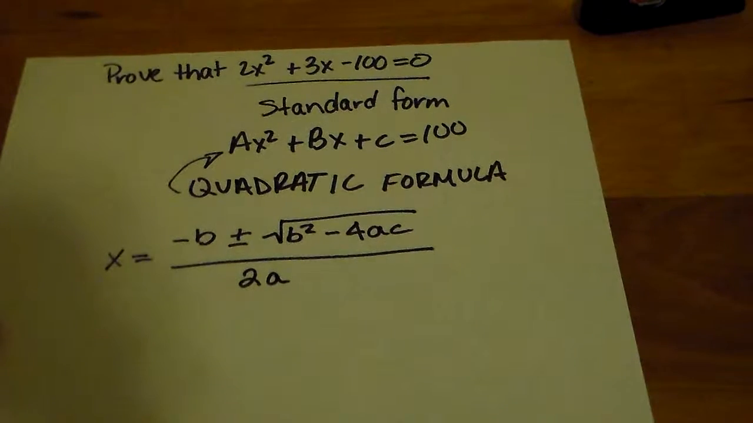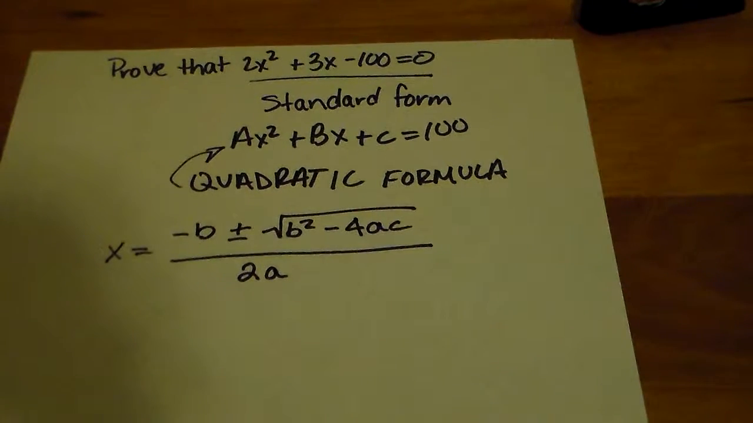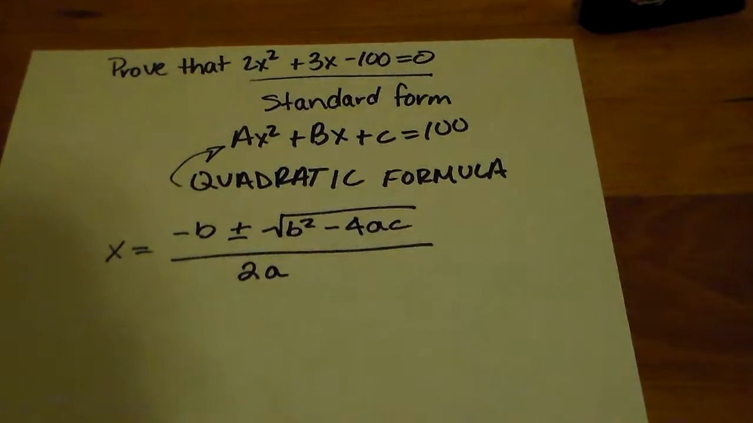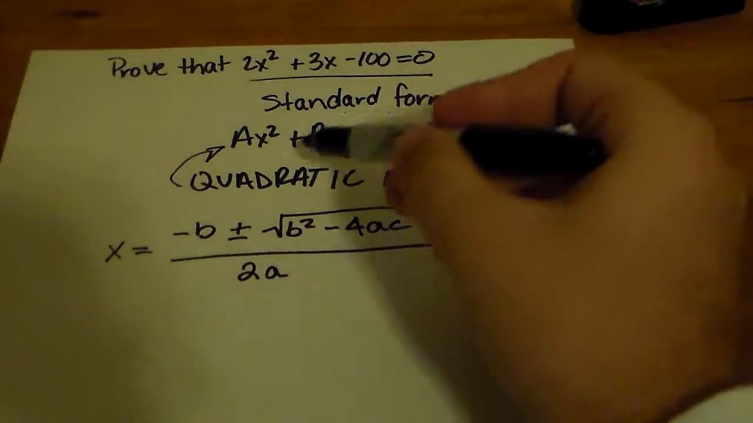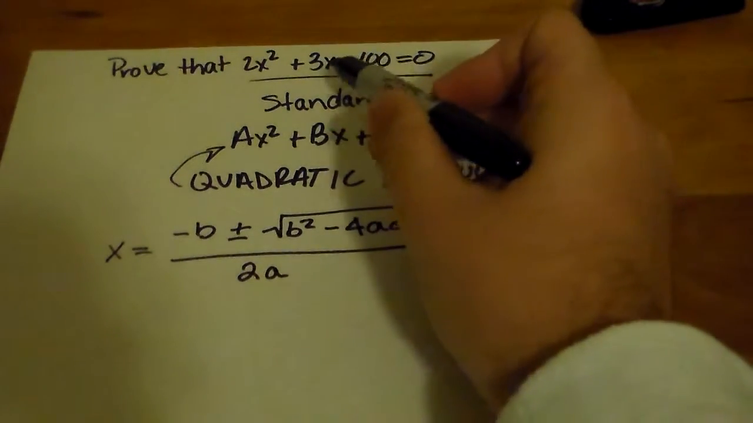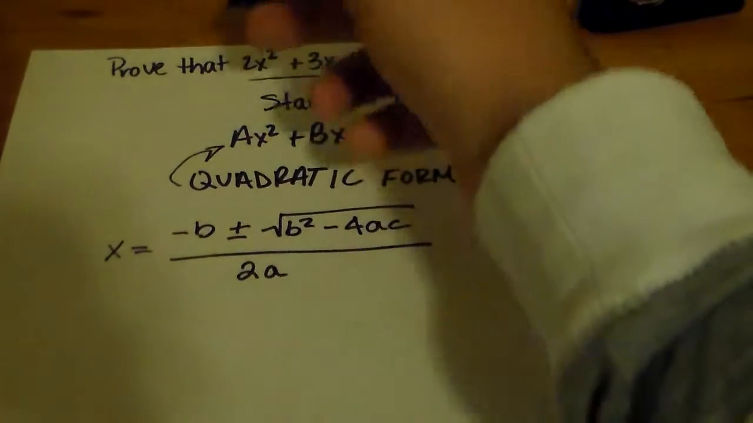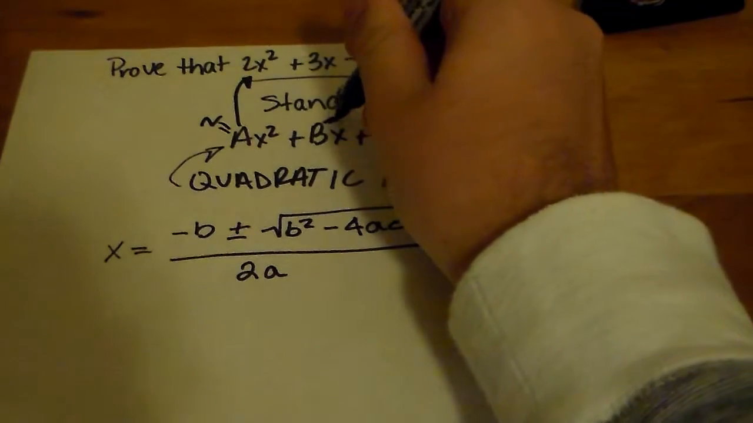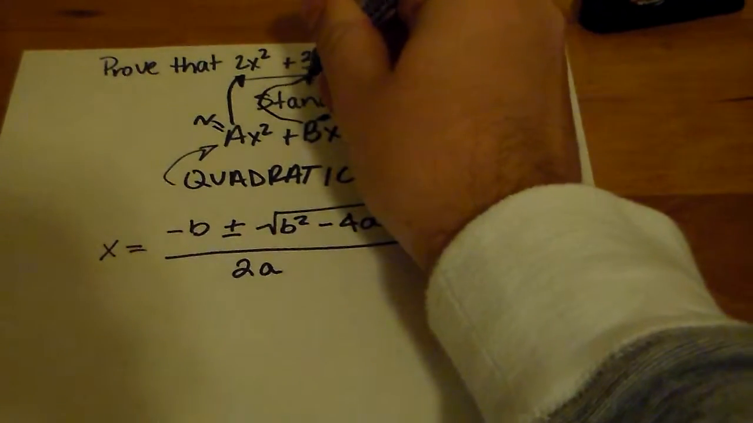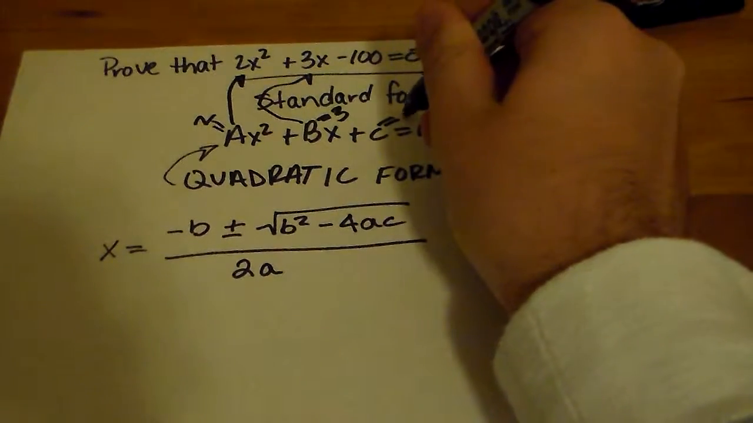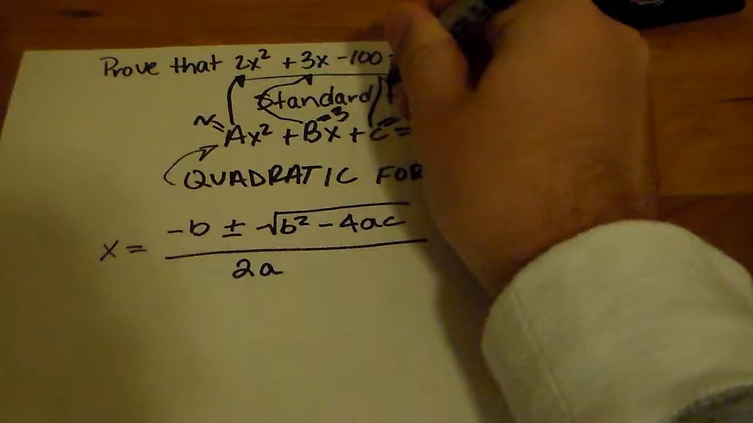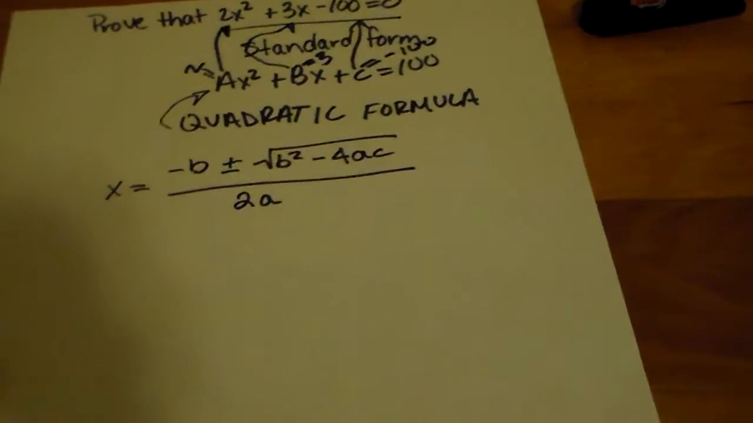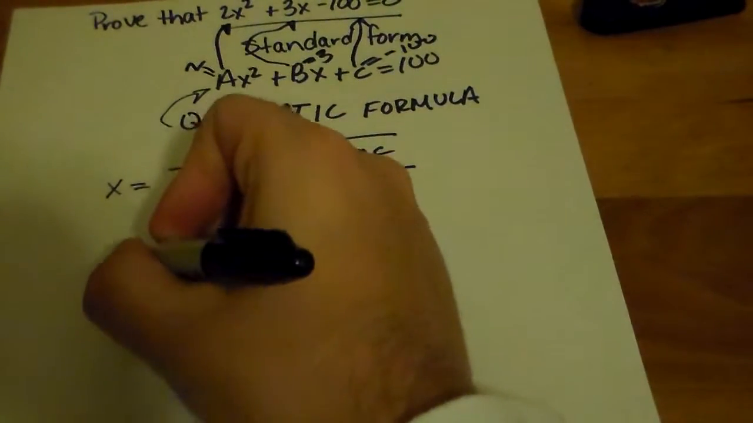So now, how do we plug all those numbers in at the top into this equation? Well, if you look at the standard form and the equation itself, you'll see a is equal to 2, b is equal to 3, and c is equal to negative 100. Now, all we have to do is plug those numbers in. Plug and chug, as some may say.